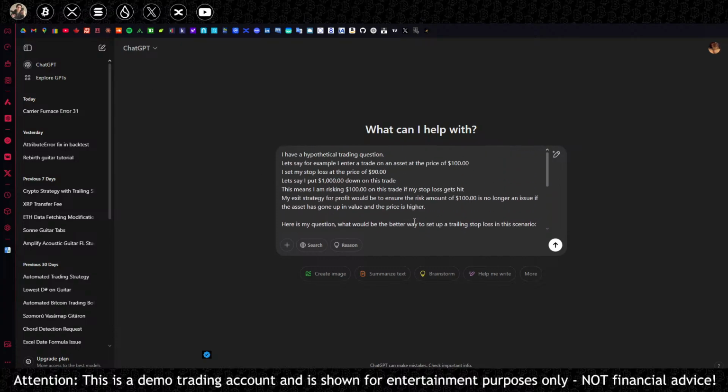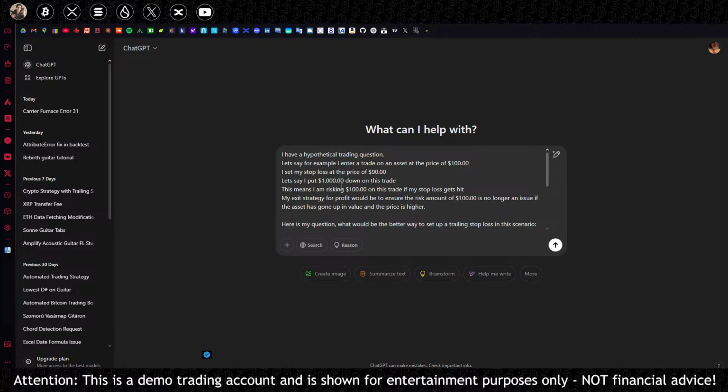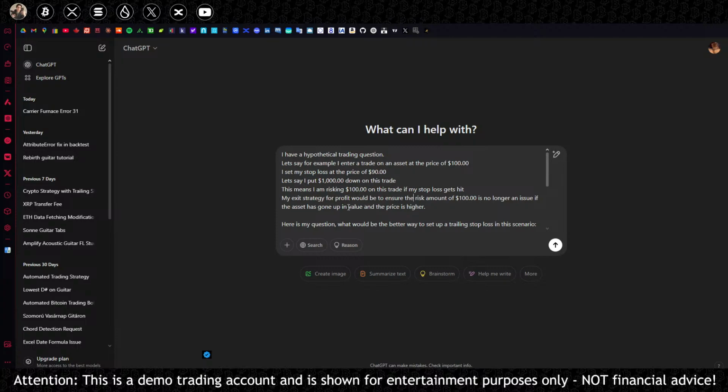No. Okay, this is what I wrote down in ChatGPT. I basically wrote that same stuff down. So I have a hypothetical trading question. Let's say I enter a trade on an asset at the price of $100, set my stop loss at the price of 90, which is what I drew over here. You would lose money there. And you put down $1,000 on this trade. It means you're risking $100 if your stop loss gets hit, which is correct. There's a $100 difference right over here. The exit strategy for a profit would be to ensure the risk amount of $100 is no longer an issue if the asset has gone up in value and the price is higher.